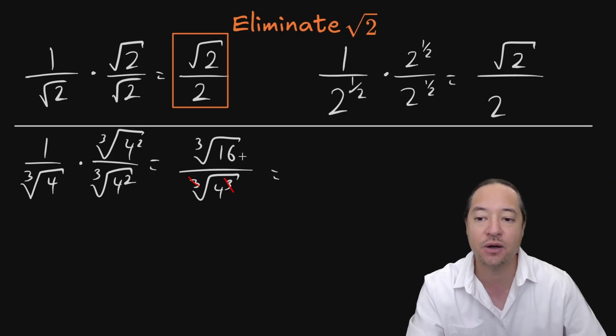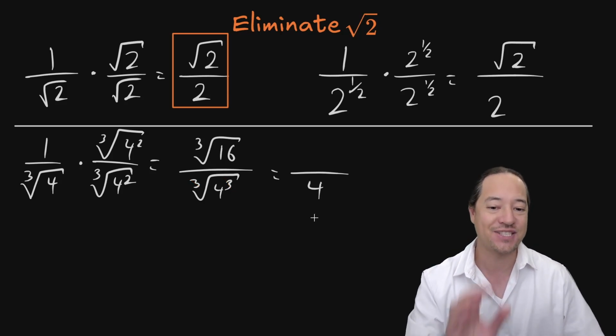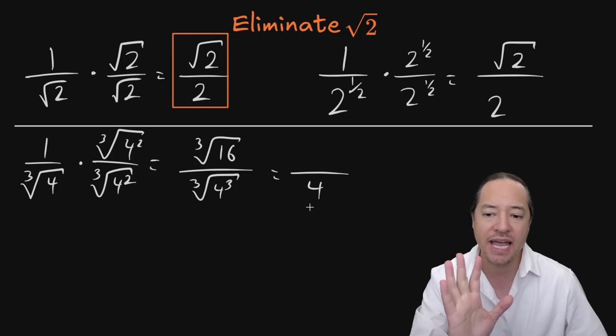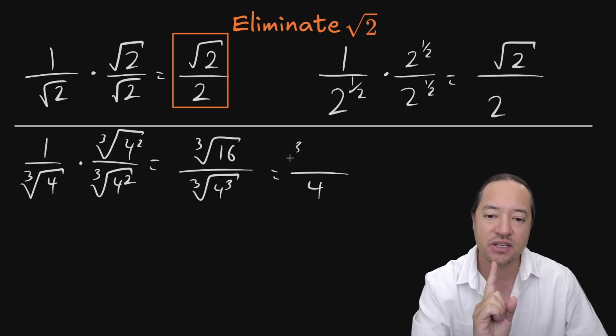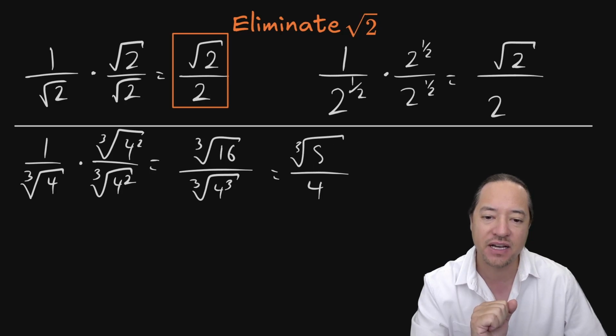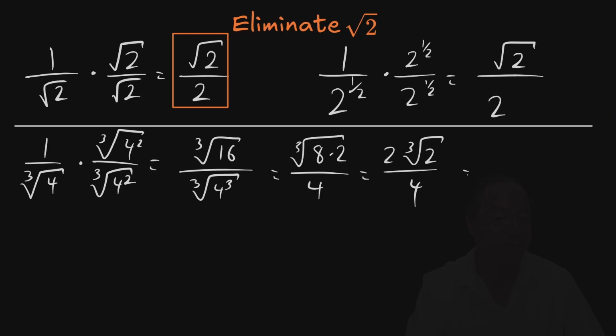So I'm left with now, in the denominator, I'll just have a 4. All right, so I've gotten rid of the radical. What do I have in the numerator, though? Let's think about this. I can think of this as the cube root of 8 times 2. And the cube root of 8, well, that's actually 2. So this is 2 times the cube root of 2 over 4. And I can simplify that one step further. I'll get the cube root of 2 over 2.